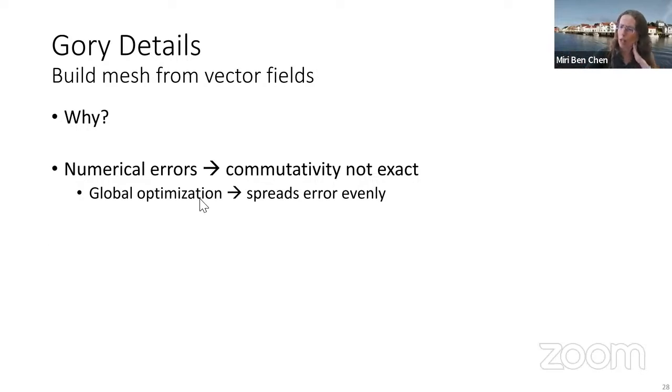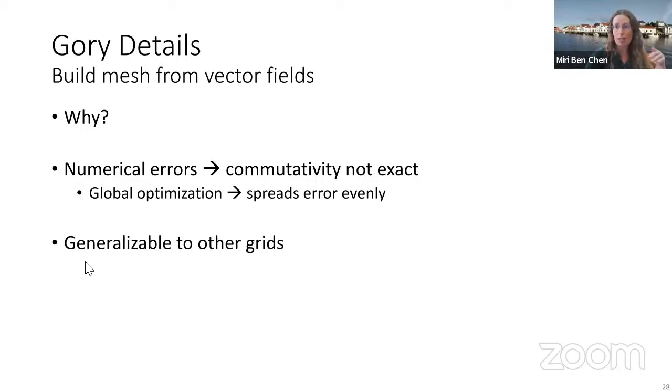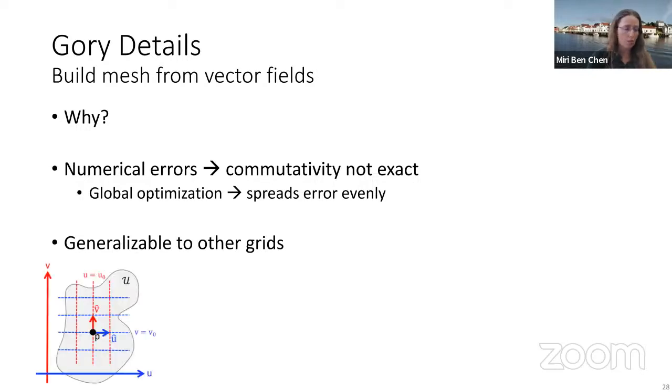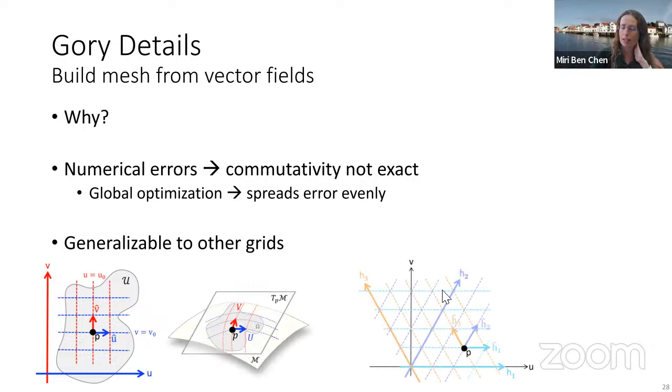And this is well known, right? So this is the way people have done parametrization for a long time. In addition to distributing the error more evenly, this is generalizable to other types of grids. So for example, what I've shown here is that you flatten it to the plane, you do a grid, and then you pull the quads back to the surface. But you can instead use a triangular grid, and then pulling it back to the surface, you get regular triangles on your surface. So essentially you can use any grid that tiles the plane in order to do this process, and you will get elements with the shapes of the grid that you use to tile the plane.